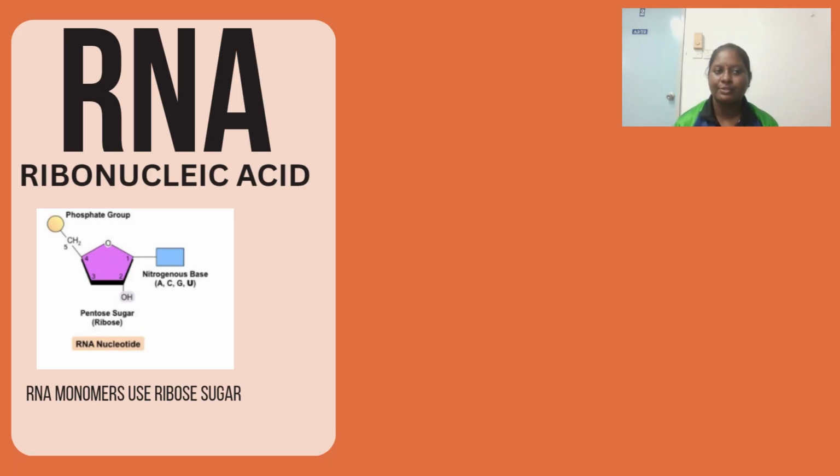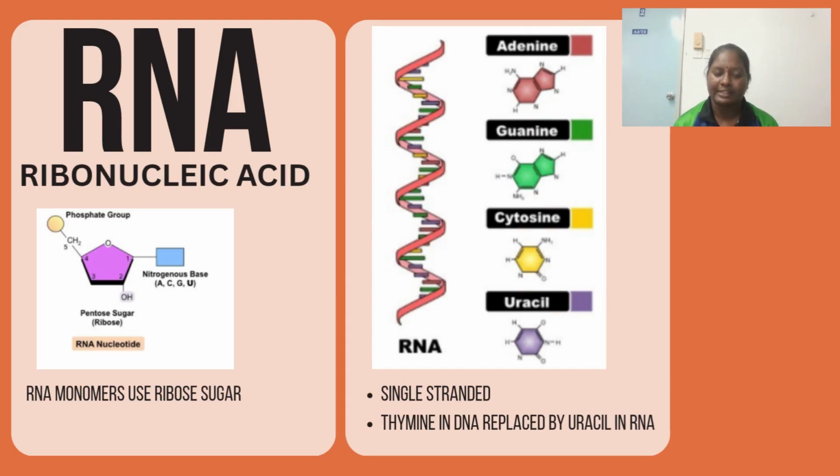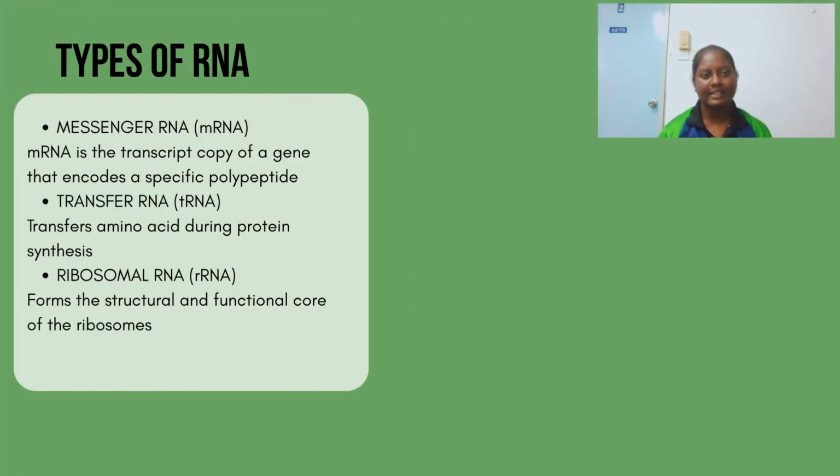Alright, now let's move on to the bases in RNA. RNA consists of adenine, guanine, cytosine, and uracil. It is a single-stranded RNA, and also thymine in DNA is replaced by uracil in RNA. I hope you are clear with that. In this slide, we will look into the types of RNA.